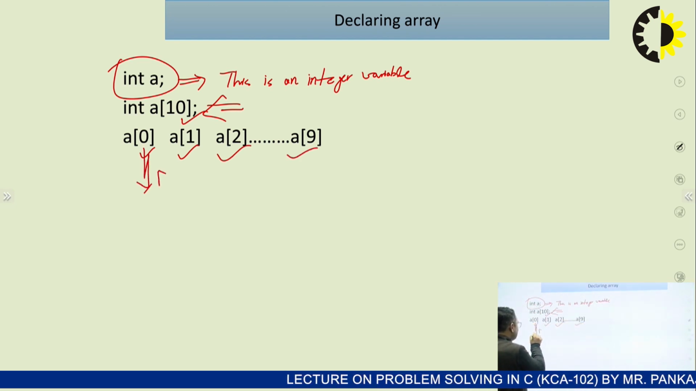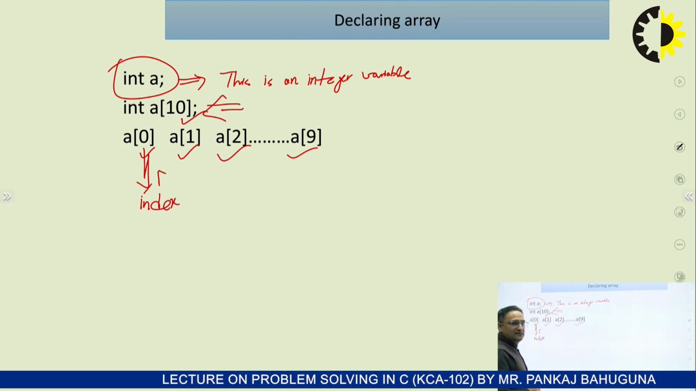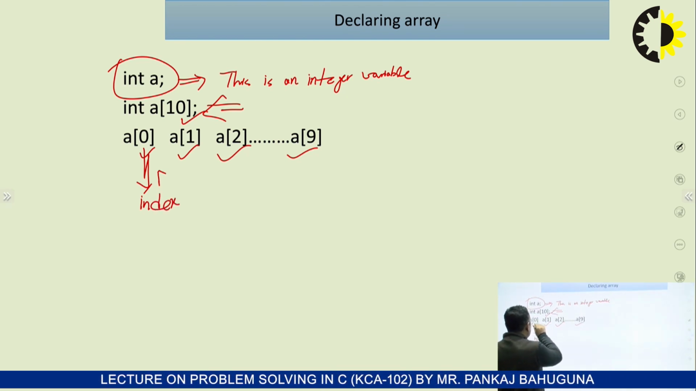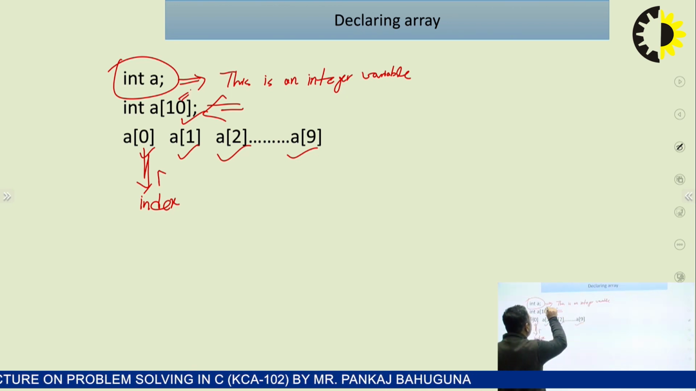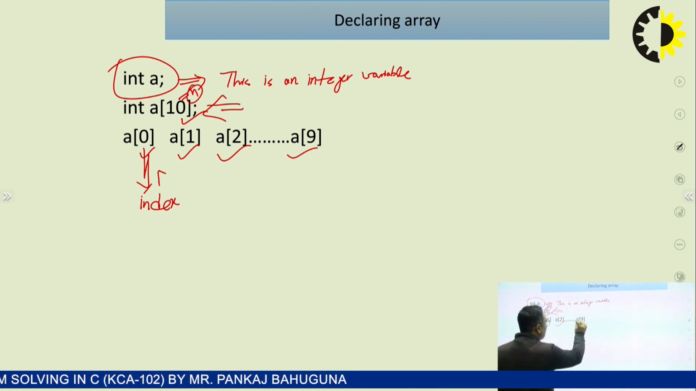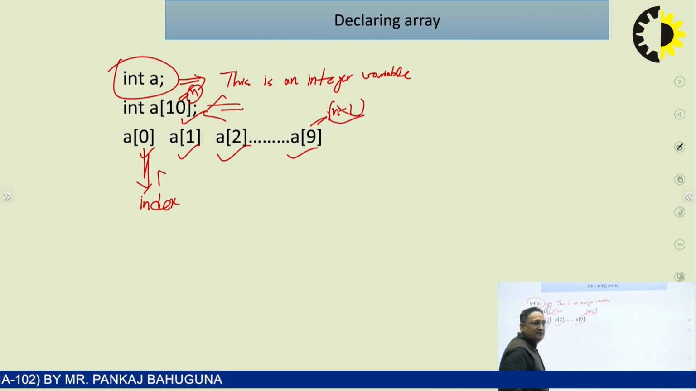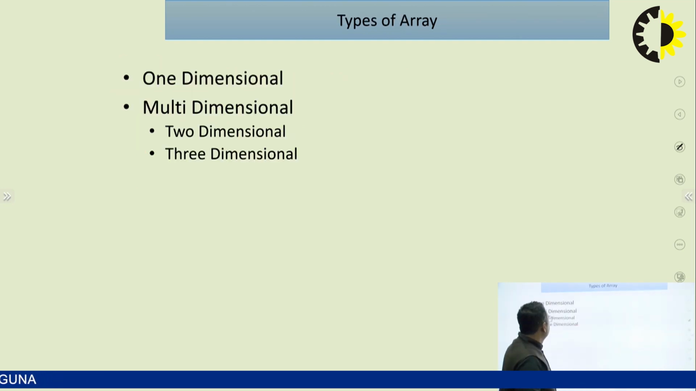This is the index. So we start from the 0th index and go to n minus 1, where n is the total number of elements in the array. So the index will go up to n minus 1. Clear? So this is how the array is declared.